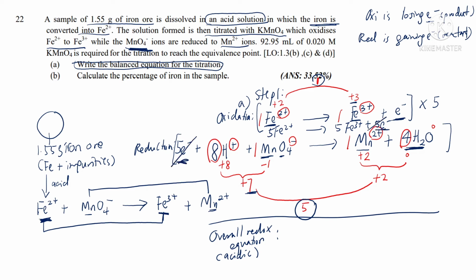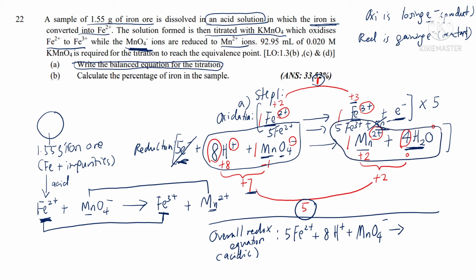So we can cancel them out, and whatever remains on the reactant side will be the reactants: 5 Fe2+, 8 H+ ions, plus MnO4- permanganate ion. That will give us whatever is left as the products. So that is 5 Fe3+, 1 Mn2+, and 4 H2O. So this is the overall redox equation in acidic medium.